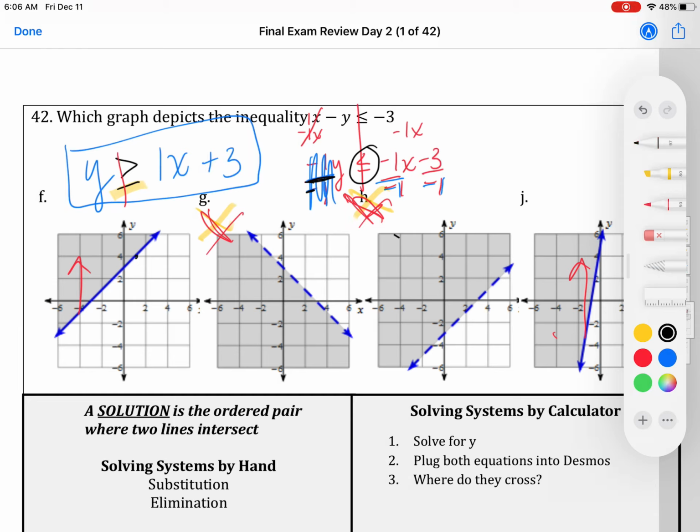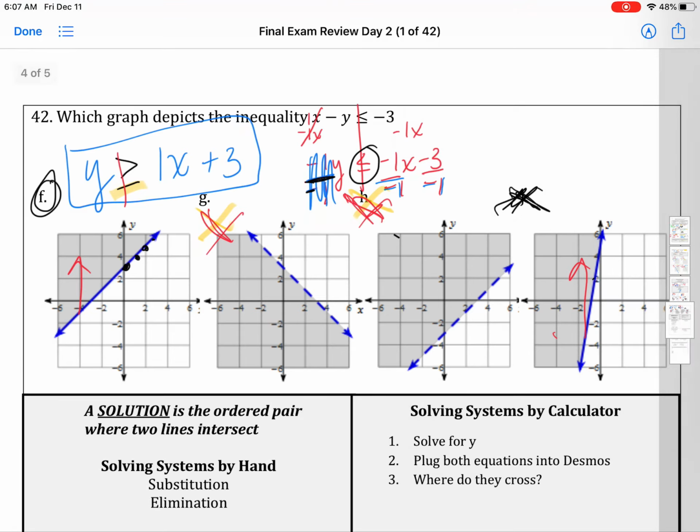This one is going up 1 and over 1. This is not a good graph. This one's really steep. That's tricky. This is not going to be how it is. So if you graphed 1x plus 3, it would look like this. Start at 3, up 1 over 1, up 1 over 1, up 1 over 1. So the correct answer is F.